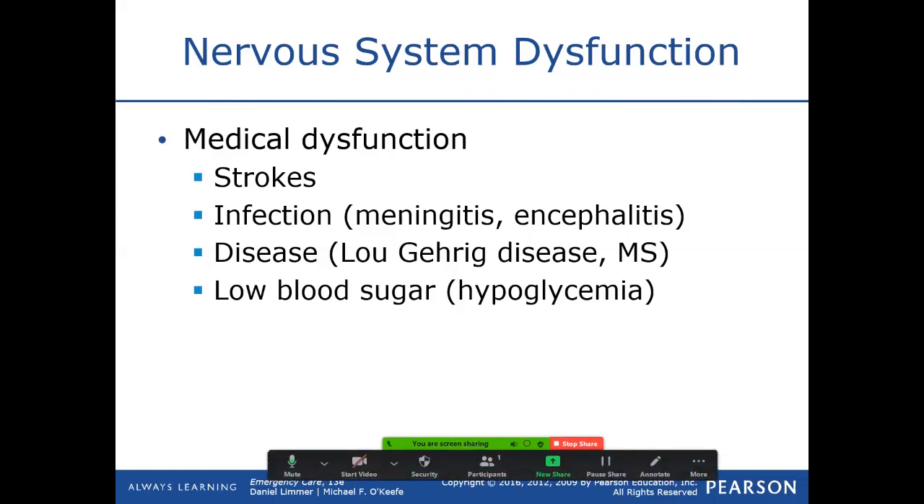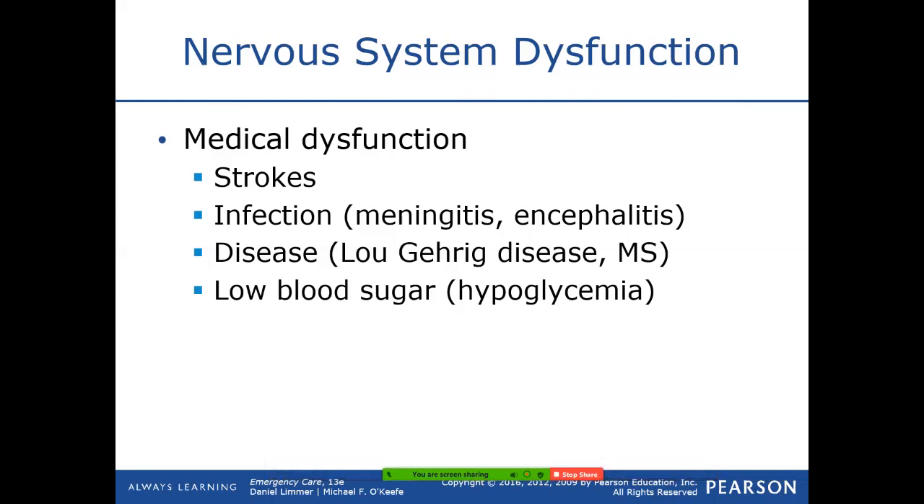Okay, certain infections can affect the nervous system. Meningitis, encephalitis. Different diseases can affect the nervous system, and low blood sugar. And again, we'll get to this more in depth in the altered mental status diabetes section, but we're talking about hypoglycemia, hypo being low, glycemia, we're talking about the glucose levels in the blood.